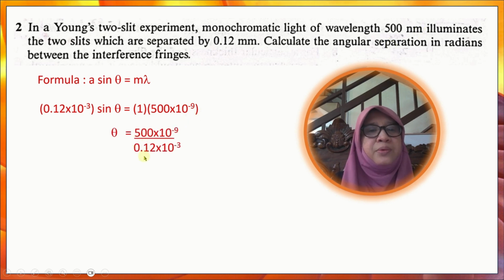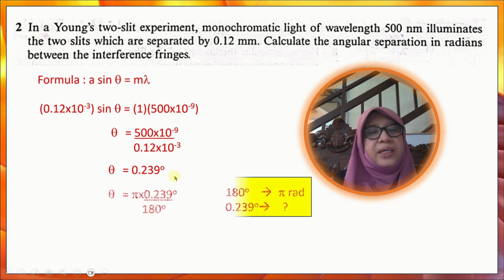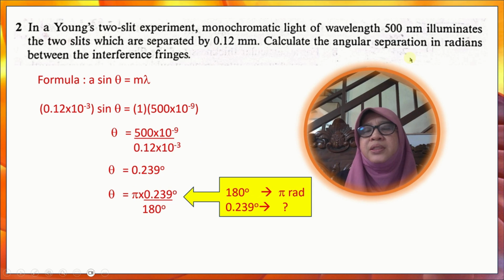So we calculate, and we get the angular separation theta is 0.239 degrees. Now, because the question asked for the answer in radians, we convert to radians. You can use the ratio method. We know that 180 degrees equals pi radian, or if 90 degrees is half pi radian. In this case, we can use 180 degrees also.